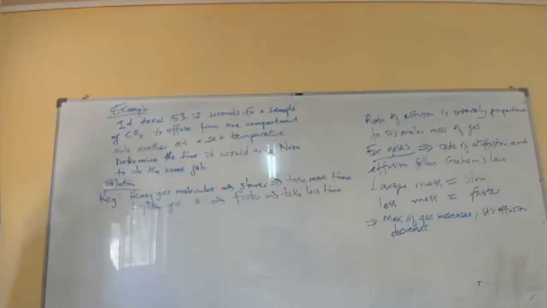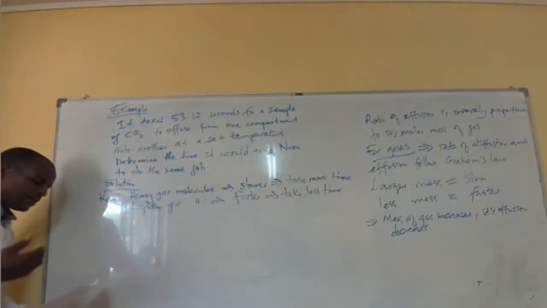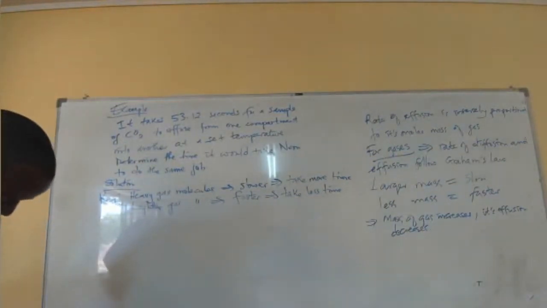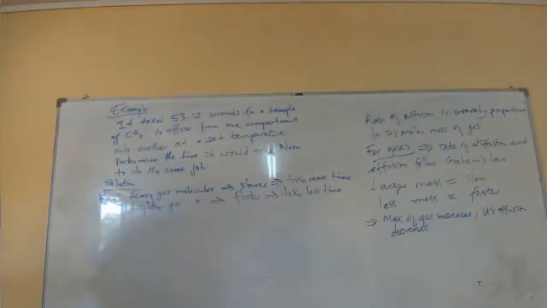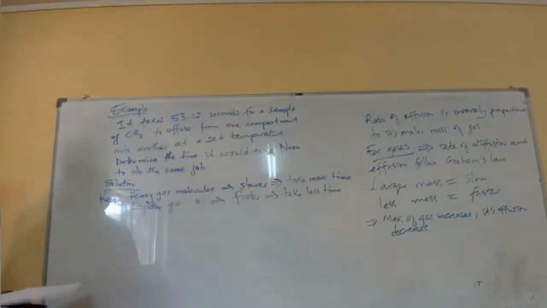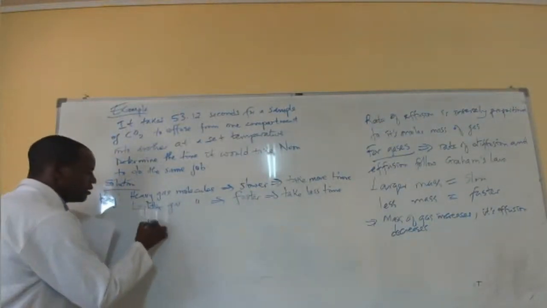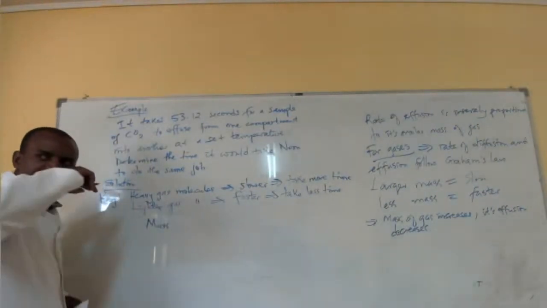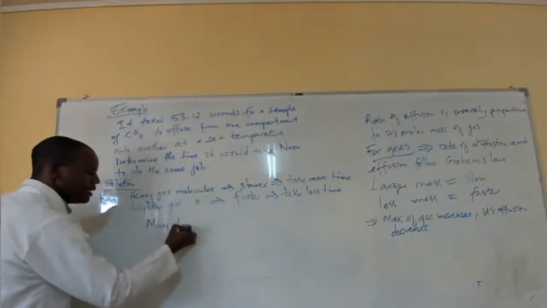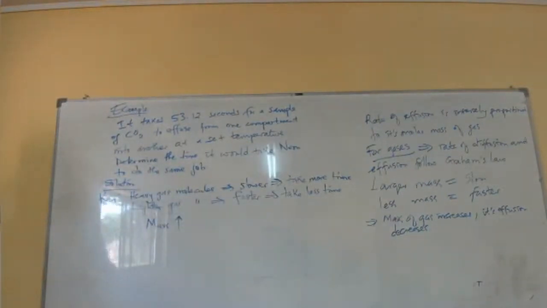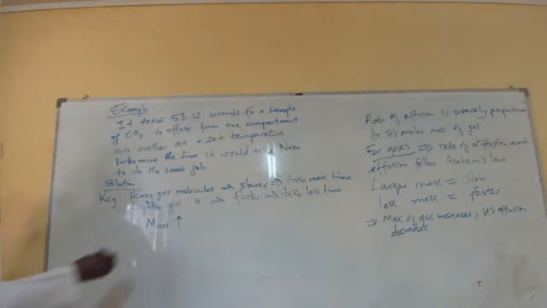Okay. Now, based on that, we can actually come up with key statistics here. And these key statistics are basically going to help us to try and solve this question. So in this case, what we are saying is that when the mass of the gas molecules increases, so when the mass goes up, what happens to the rate? The rate will go down.